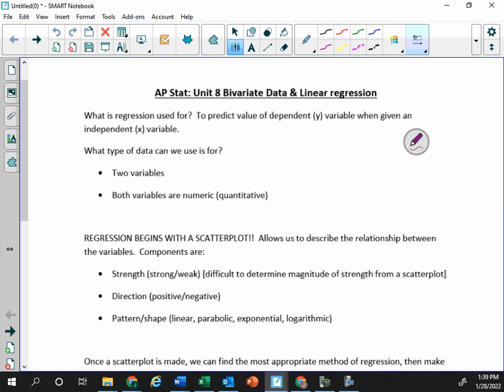So we're going to look at having two variables, an x and a y. Your dependent variable is the y. Sometimes that's called the response variable. And then your x variable is the independent variable, and that's sometimes called the explanatory variable. So you're trying to predict y values when you're given x values. It's basically what this unit is all about.